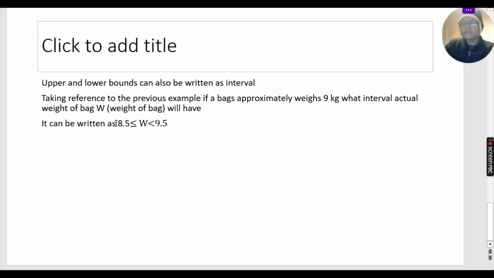Okay, this is what I was supposed to tell you about this approximation. Next we will take up something about fractions, or maybe some other topic, but hopefully fractions.